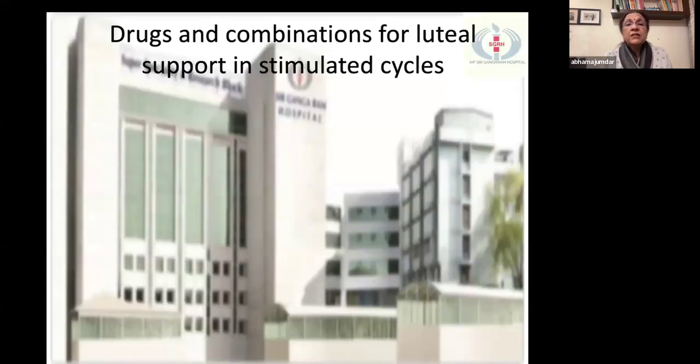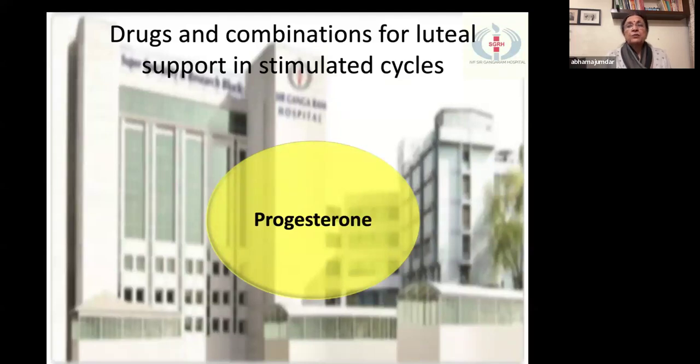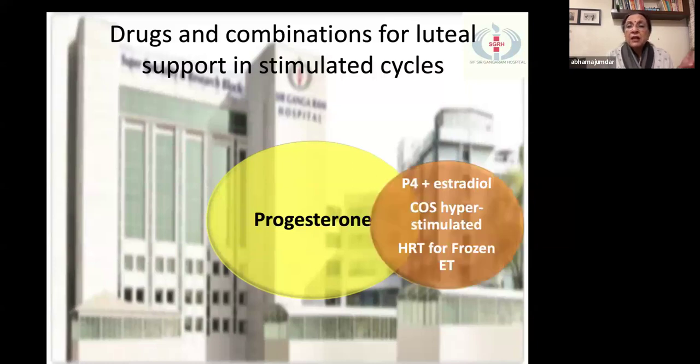So what is the support in stimulated cycles? Progesterone. Progesterone is the Bible, or the Quran, or the Gita of luteal support. So progesterone is required whether it is an HRT cycle or a natural cycle for frozen transfer. There also we feel progesterone should not be less. You know, natural cycles also have LPD. So why let that 3 to 15% of LPD happen? Give a little progesterone, there'll be no harm. It will only maybe prevent LPD from happening. So progesterone is the universal supporter.